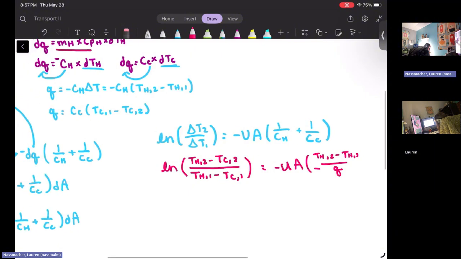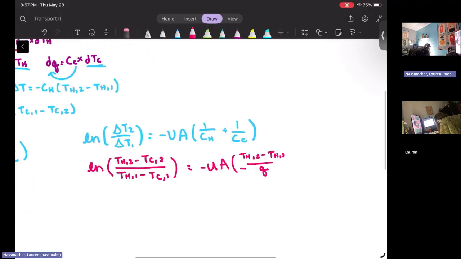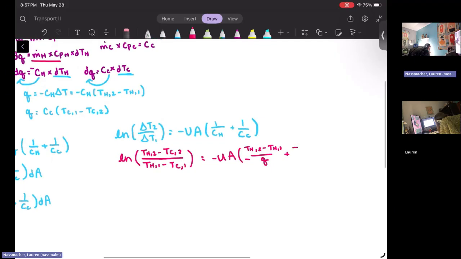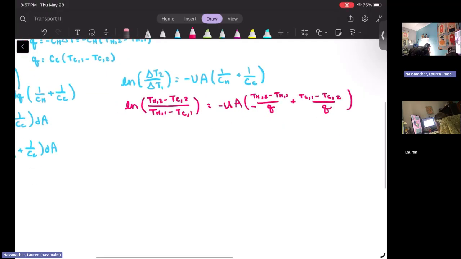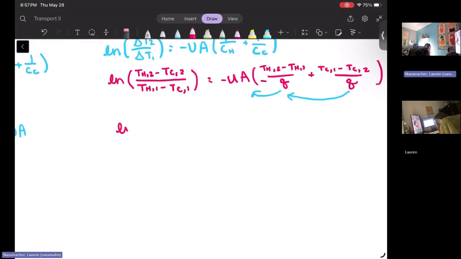And this is going to be negative because, plus TC1 minus TC2 divided by Q. Interesting, very interesting. And then we can take out the Q. We can factor out the Q. And we get delta T2 divided by delta T1.